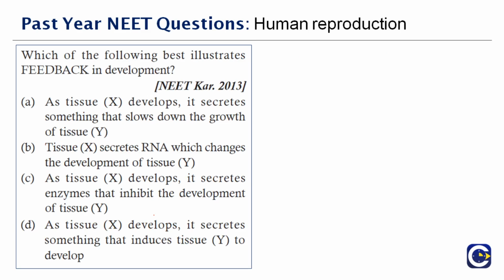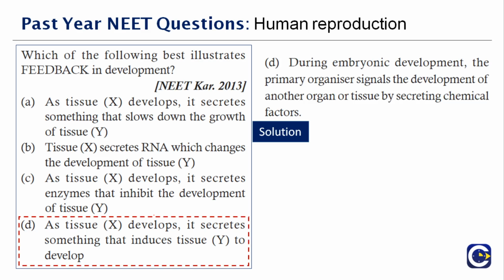Which of the following best illustrates feedback in development? During embryonic development, the primary organizer signals the development of another organ or tissue by secreting a chemical factor. So now you should know what the answer is. Just look at which one will match. The right option is option D: as tissue X develops, it secretes something that induces tissue Y to develop.